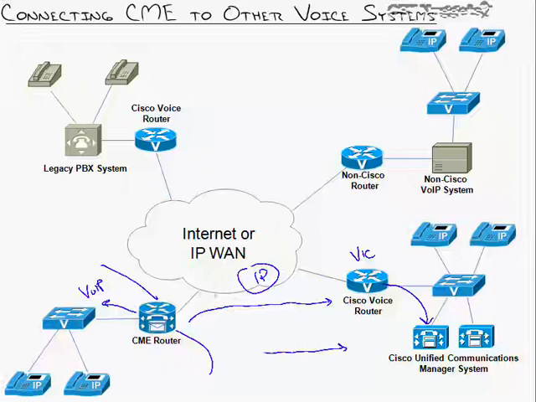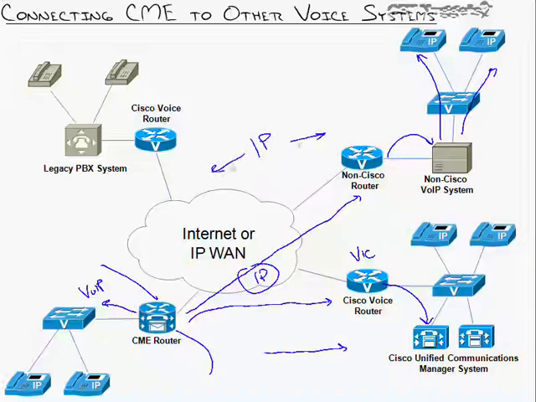Now we could also have a connection over the internet or IP WAN to a heathen router up here, a non-Cisco voice router, which could be a VIA, could be many different vendors of non-Cisco equipment, which connects to their non-Cisco voice over IP system, which connects to their IP phones. Again, we're staying IP from end to end in this scenario, where we are never converting from a voice over IP environment to analog or digital connectivity.